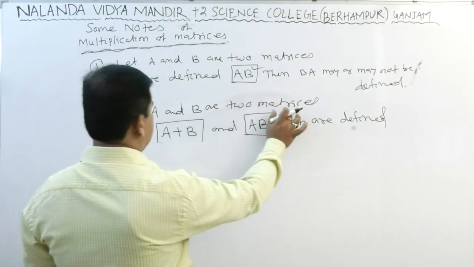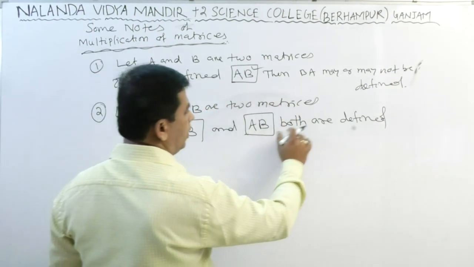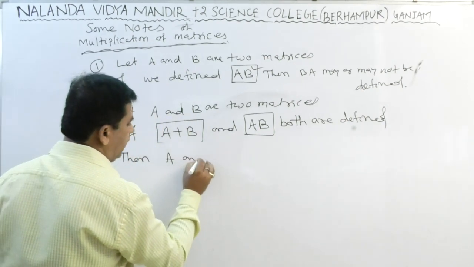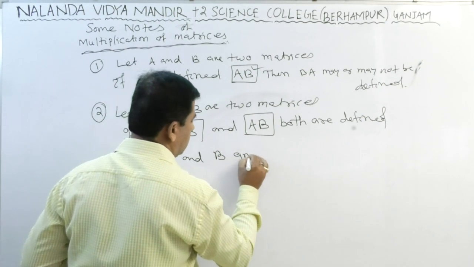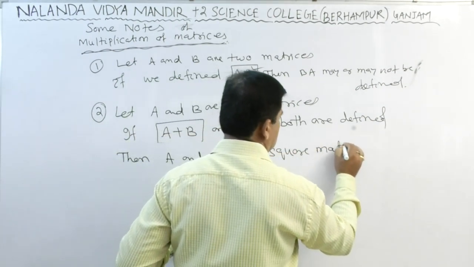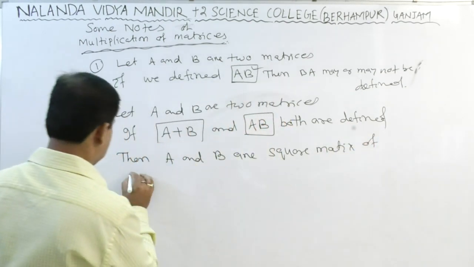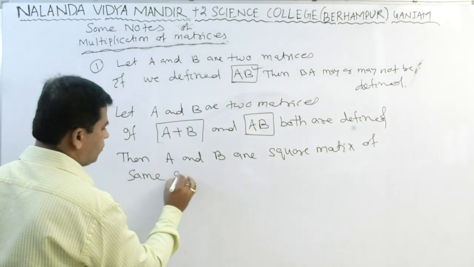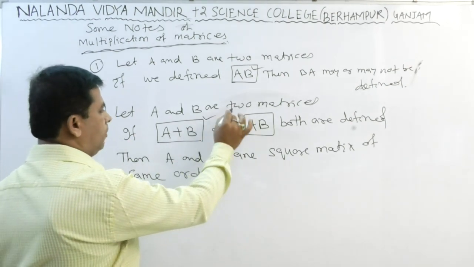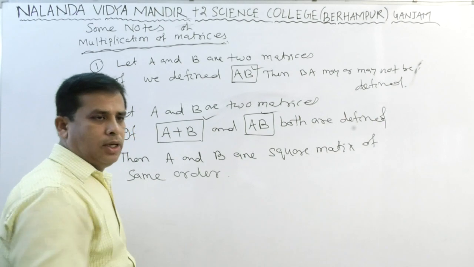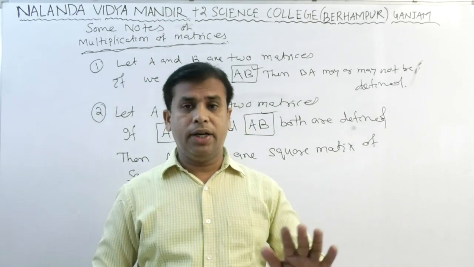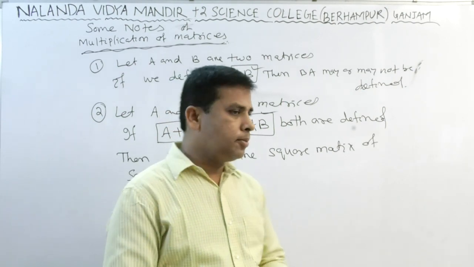Let A and B be two matrices. If A plus B and AB both are defined, then A and B are square matrices of the same order. I mean, if we define A plus B and AB, both are square matrices of the same order. Okay.